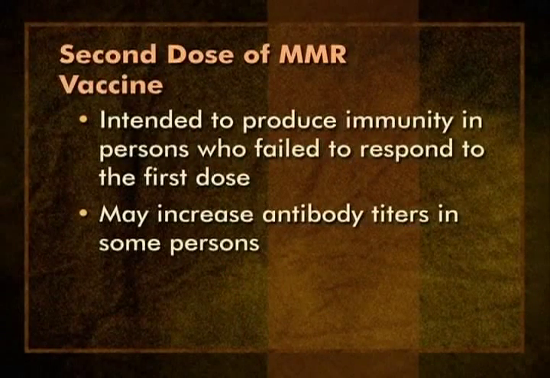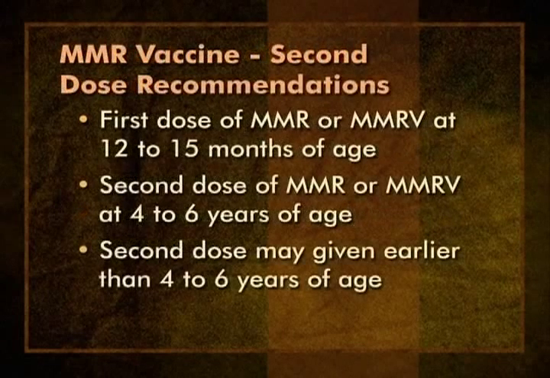The second dose of MMR vaccine is intended to produce immunity in persons who fail to respond to the first dose. The second dose is not really a booster dose. It is possible that the second dose may increase antibody titers in some persons, but this increased antibody titer typically does not persist very long. The first dose of MMR or MMRV is recommended at 12 to 15 months of age. The second dose of MMR or MMRV should be routinely administered at 4 to 6 years of age at entry to kindergarten or first grade. However, the second dose may be given earlier than 4 to 6 years of age.